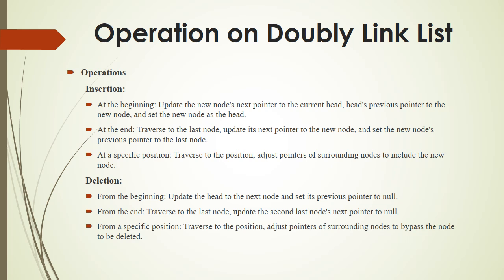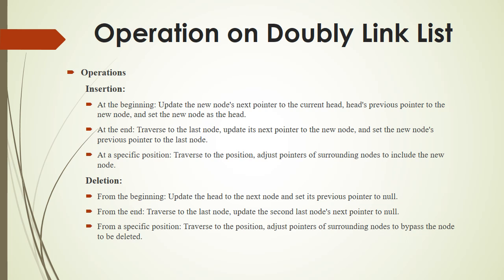To insert at the end, we traverse to the last node, update its next pointer to the new node, and set the new node's previous pointer to the last node. Inserting at a specific position involves updating the surrounding nodes' pointers to include the new node.